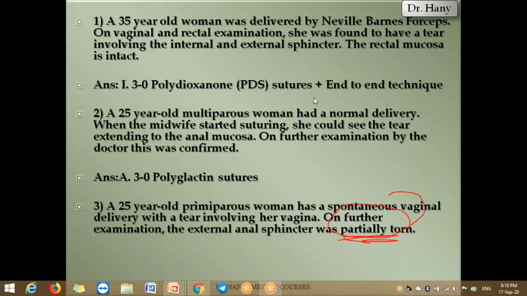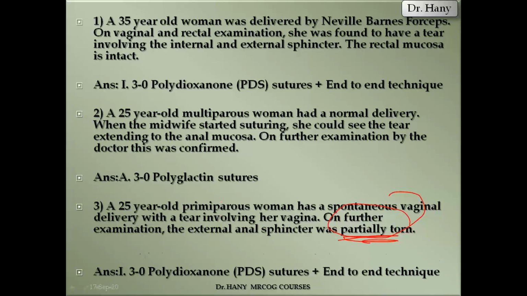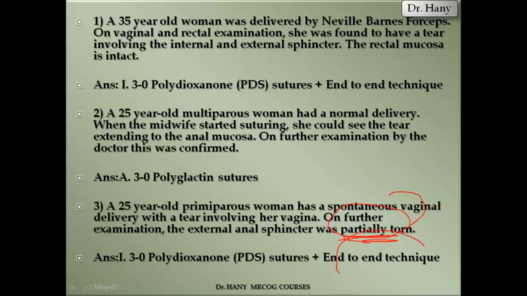Excellent. I can see that all of you got my tricks. So now the answer is clear. There is no chance of making mistakes. Easy marks to collect in the exam. So the answer will be 3-0 PDS with end-to-end. No overlap in a partial tear. How will I do overlap when half of the muscle is still intact?